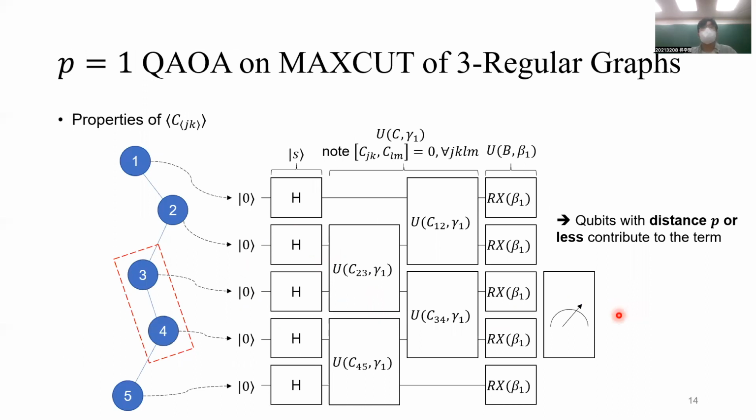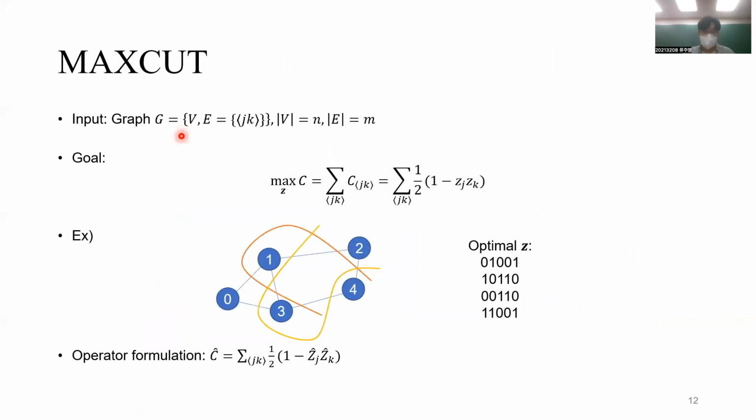And okay, I'll try to go over this really quickly, but this is one of the major theoretical results of the QAOA paper. So let's consider one layer QAOA on the max cut of 3-regular graphs. A 3-regular graph is a graph where all of the nodes have 3 neighbors. And first, in order to talk about this situation, we need to know about the properties of this value. We basically want to know the properties of the expectation value of one of these terms.